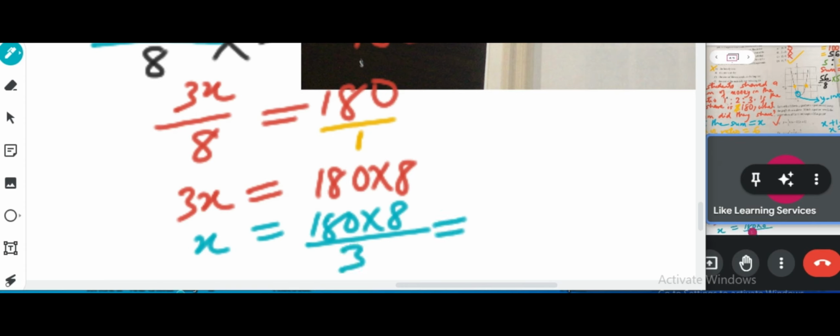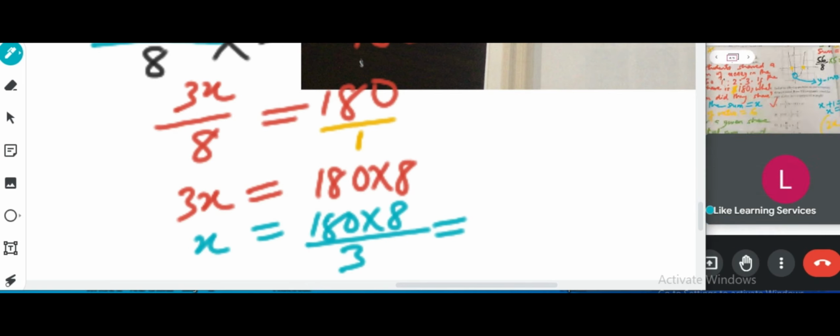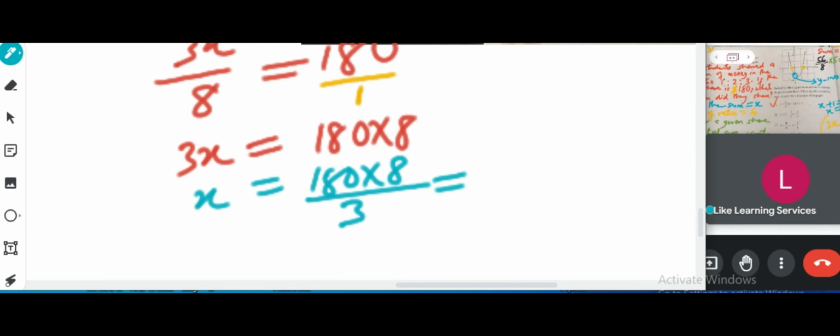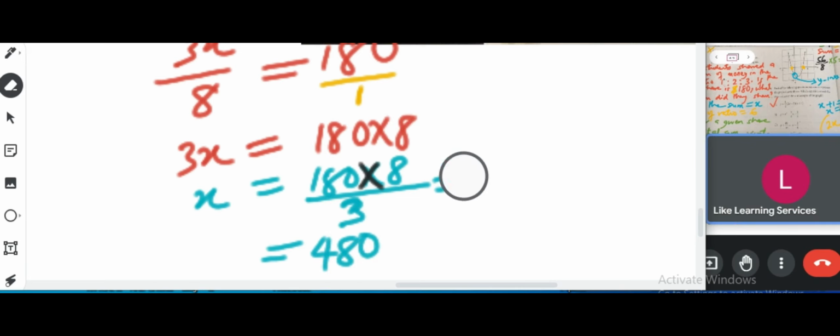So what does it give? Is that x or times? That's times. Okay. 180 times 8 over 3 gives 480. So they are sharing a total of 480.